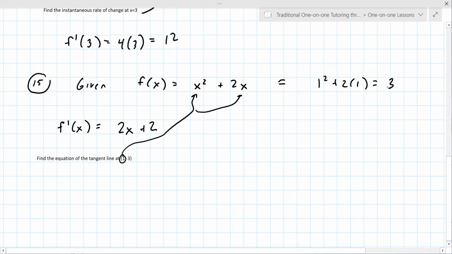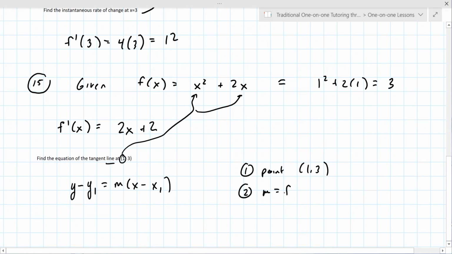So you need the equation of a line, and generally you want to use this one: y minus y1 equals slope times x minus x1. You need two things. You need a point, which you have, 1, 3. And the second thing you need is a slope, which is the derivative. But you don't need the derivative function, you need a value. So you get that value by, do you remember, putting 1 into that? So there's a lot of steps here.